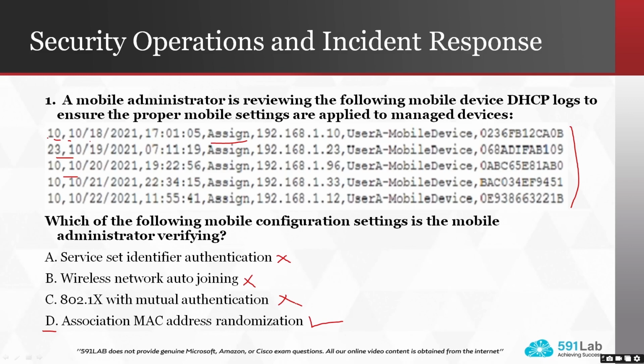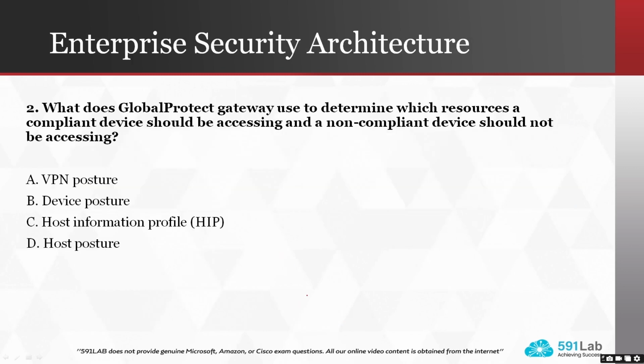Question number 2 deals with enterprise security architecture. Question number 2 says, what does a GlobalProtect gateway use to determine which resource a compliant device should be accessing and a non-compliant device should not be accessing?